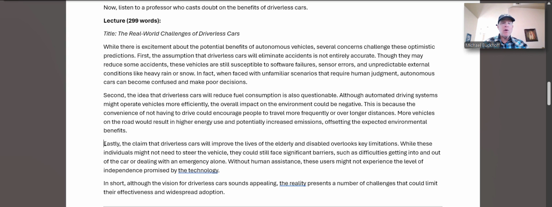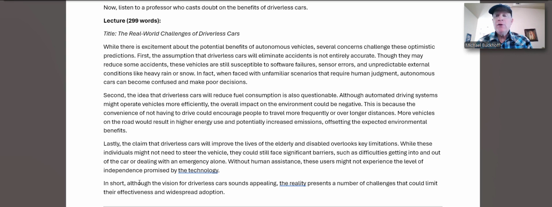Lastly, the claim that driverless cars will improve the lives of the elderly and disabled overlooks key limitations. While these individuals might not need to steer the vehicle, they could still face significant barriers, such as difficulties getting into and out of the car or dealing with an emergency alone. Without human assistance, these users might not experience the level of independence promised by the technology. In short, although the vision for driverless cars sounds appealing, the reality presents a number of challenges that could limit their effectiveness and widespread adoption.